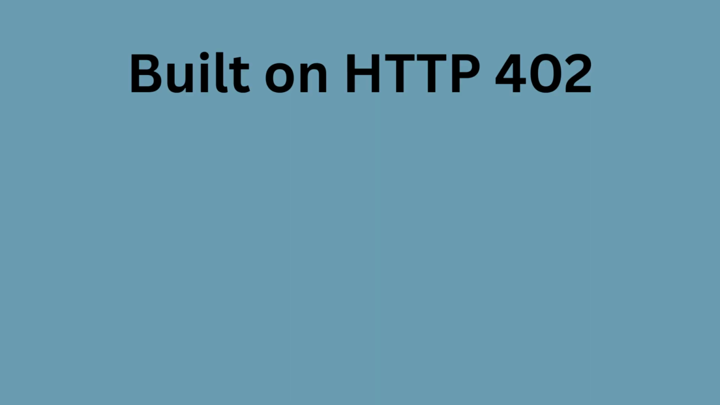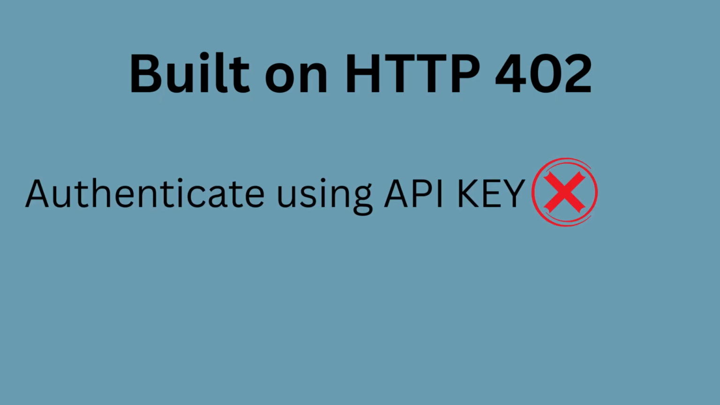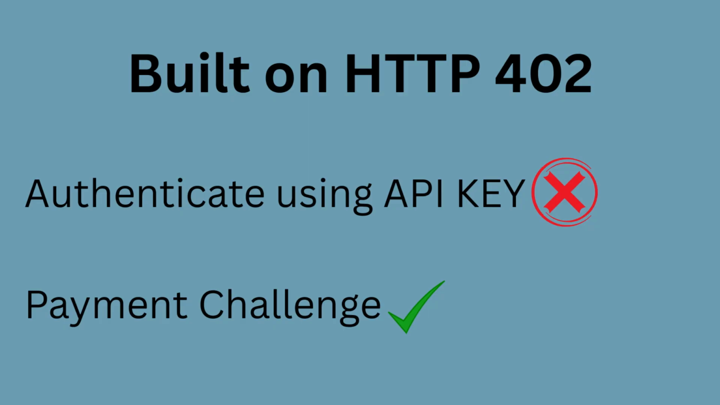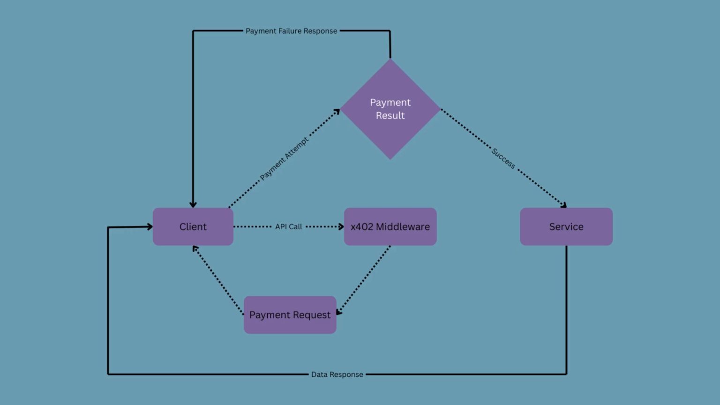x402 enables pay-per-request APIs using the HTTP 402 Payment Required standard. Instead of authenticating users with API keys, the API responds with a payment challenge. The client pays using crypto. The request is retried and the data is returned. This allows you to build APIs where payments are the access control.